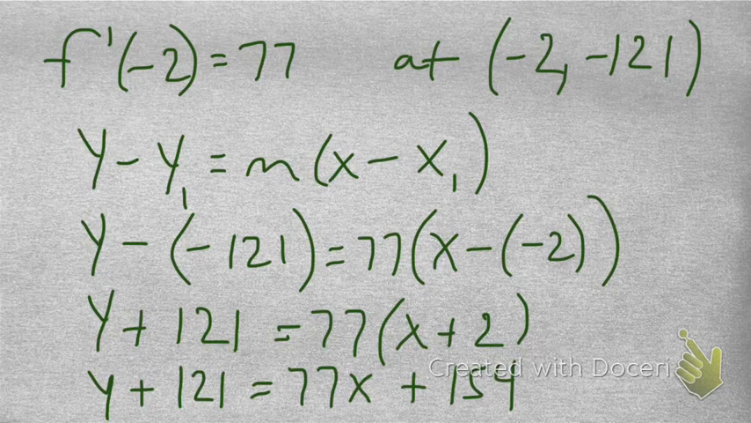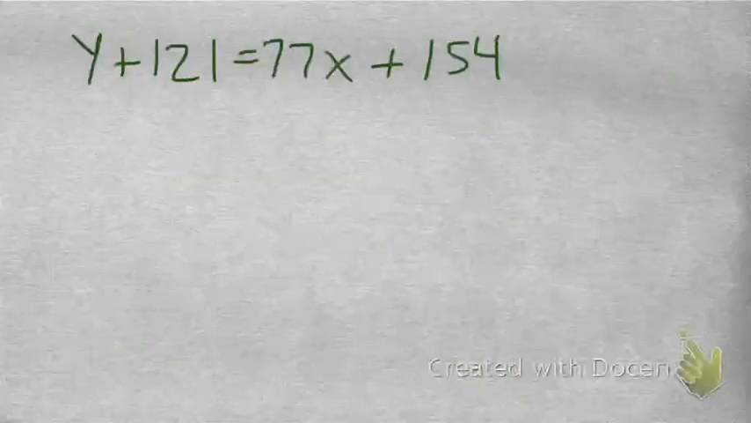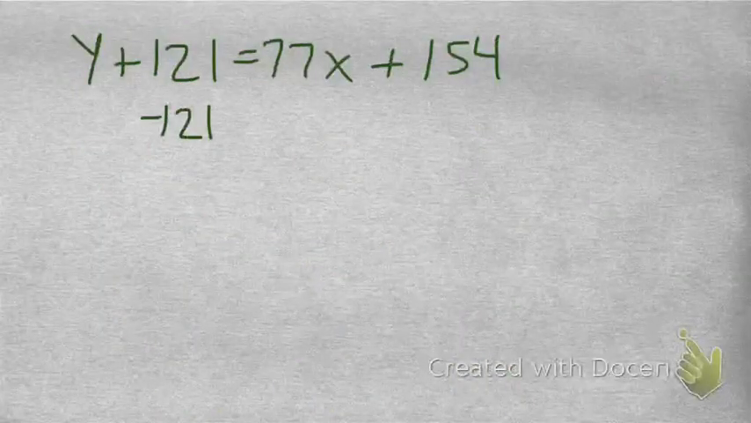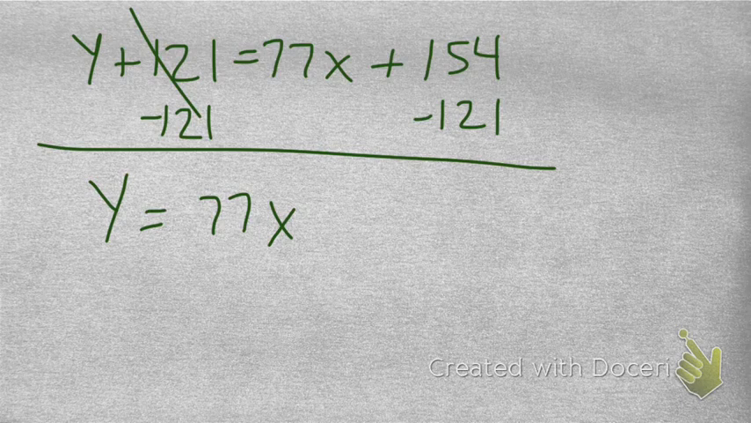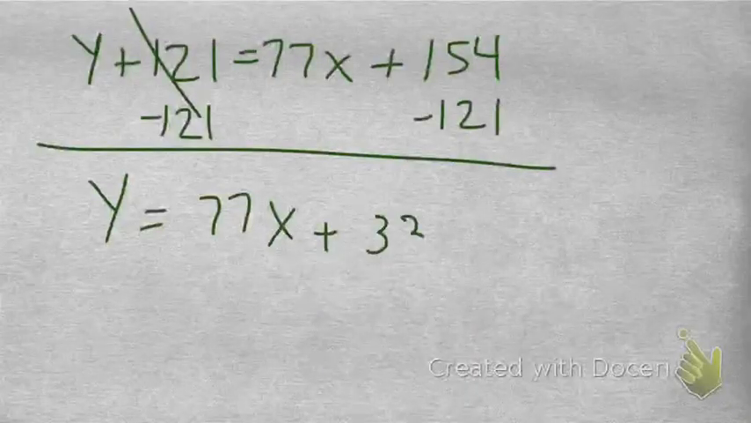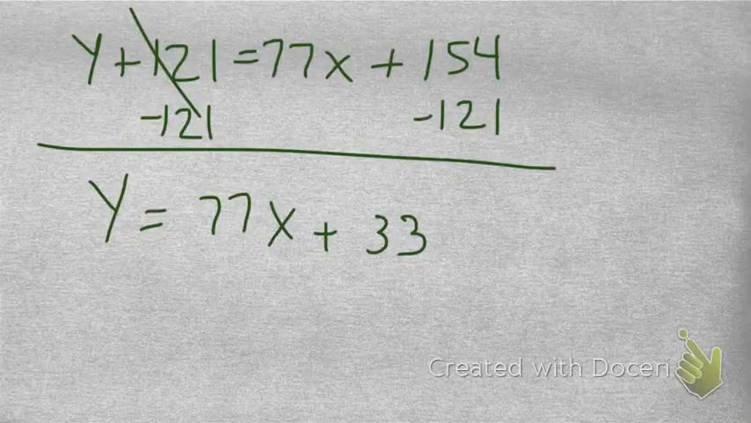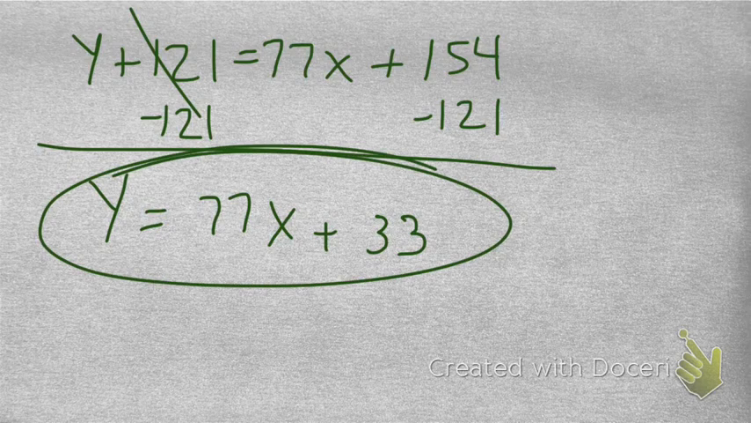We'll move 121 to the other side of the subtraction. When we do, we've got it, the equation of the tangent line at that point. y equals 77x plus 33. We're done.